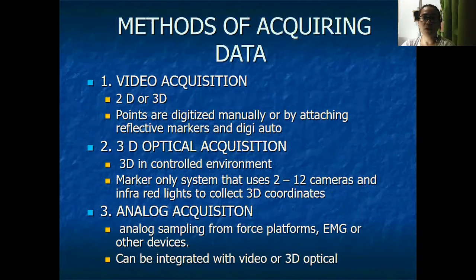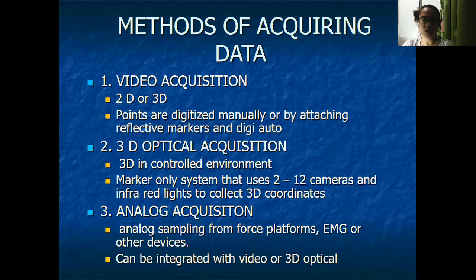As for the methods of acquiring this data, we have video acquisition, like the activities that I gave you, in 2D or 3D. Points are digitized manually or by attaching reflective markers. You can slow-mo the video, then later itemize how many seconds are applied for certain phases of movement. Number two, we have optical acquisition, a controlled environment with markers, using a system of 2 to 12 cameras. These are already highly technological methods.